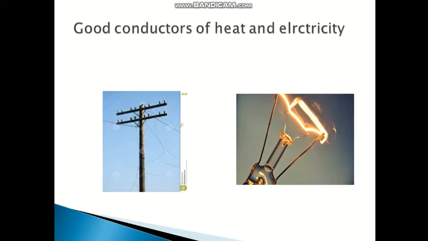And finally, we know that metals are good conductors of heat and electricity. You can see in the image a tungsten filament, which has a high melting point. Here you can see the electric wire, since it can conduct electricity. So copper wire is the best example. Here you can see the electric line. It's a good conductor.